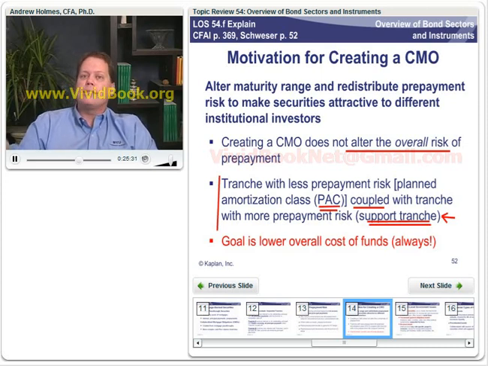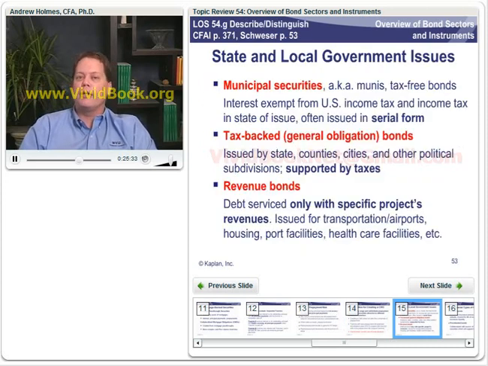Okay, what about state and local government issues? This is primarily a discussion of state and local governments in the U.S. So when we talk about state and local governments, they can issue what are called municipal securities, also called munis. And these bonds are exempt from federal taxation.